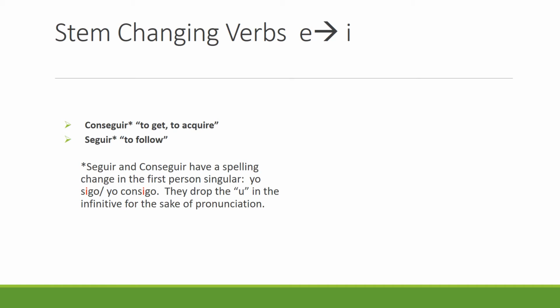Just one quick note, in seguir and conseguir, there's an extra irregularity. In the first person singular, it is not siguo with a U, we do S-I-G-O. And for conseguir, consigo, there is an S-I-G-O. We drop the U in the infinitive just for the sake of pronunciation. So it's a little irregular thing you have to memorize on top of it being an irregular verb.